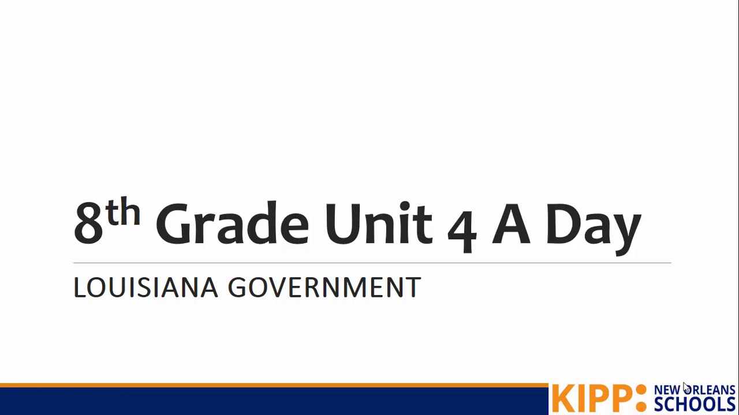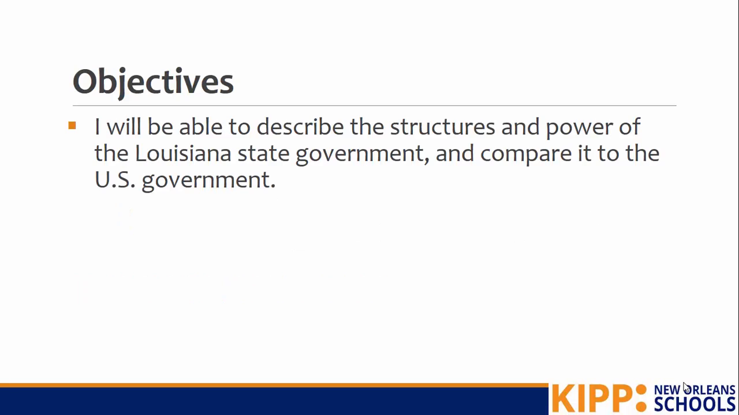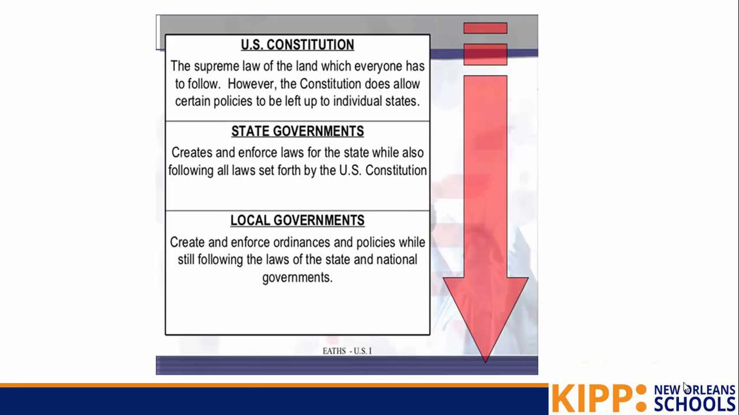Today we're reviewing Unit 4 content on Louisiana government. Our goals are to describe the structures and powers of the Louisiana state government and compare it to the United States government. We know that the United States government is divided into three levels using federalism. We know we have the national government, which is outlined in the U.S. Constitution. We have state governments like the Louisiana state government and local governments like our Orleans parish government.